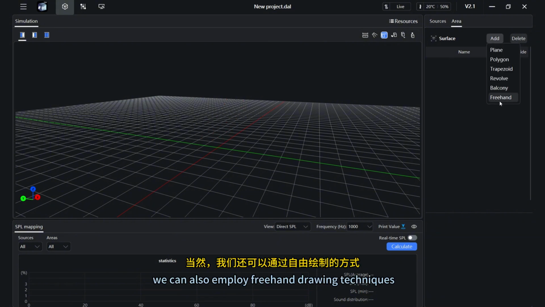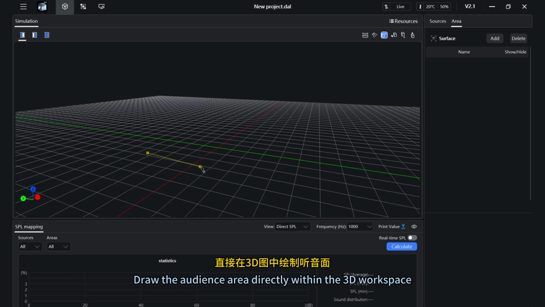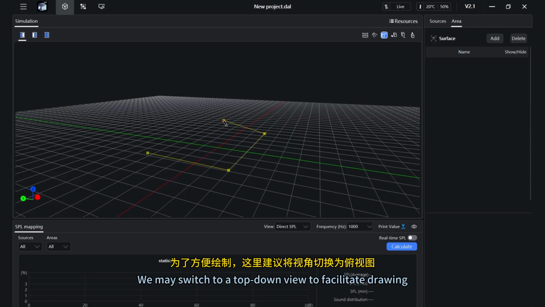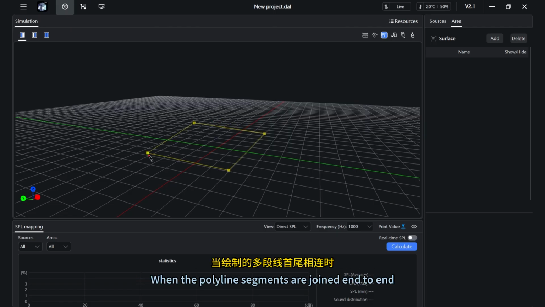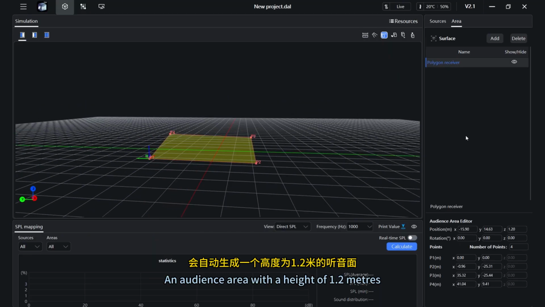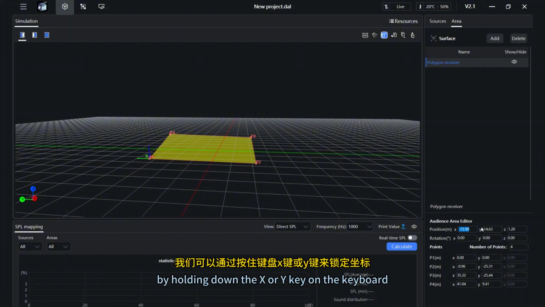Additionally, we can also employ freehand drawing techniques. Draw the audience area directly within the 3D workspace. We may switch to a top-down view to facilitate drawing. When the polyline segments are joined end to end, an audience area with a height of 1.2 meters will be automatically generated. When drawing, we can lock the coordinates by holding down the X or Y key on the keyboard.